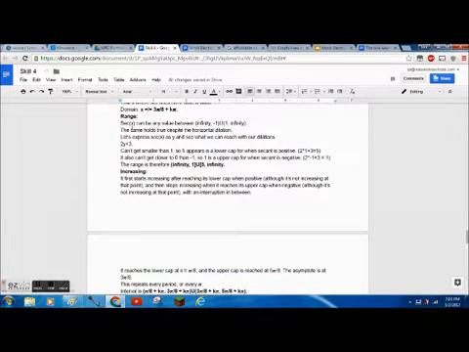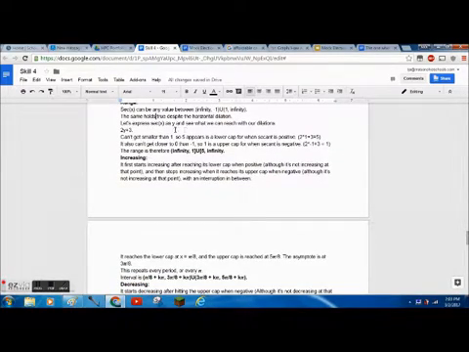Range. Secant can be any value from negative infinity to negative 1 and 1 to infinity. The same holds true despite any horizontal dilation. Let's just call y equals secant x and see what we can reach with our dilations. 2y + 3 equals 5. We can't get smaller than 1, so 5 appears to be a lower cap for when secant is positive. It also can't get any larger than negative 1 and still be negative, so 1 is kind of an upper cap for when secant is negative. So the range is therefore this.